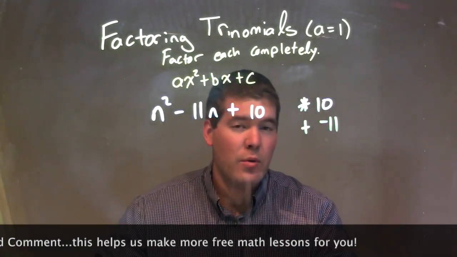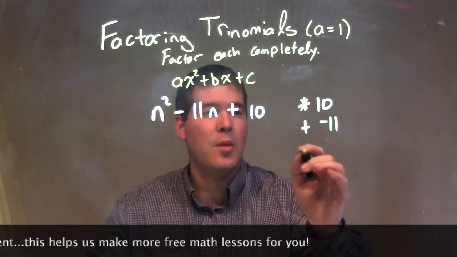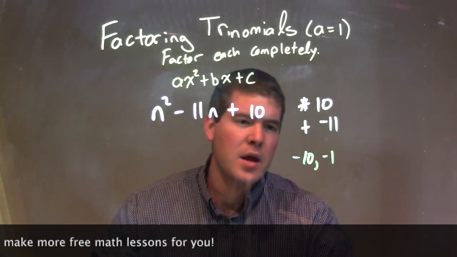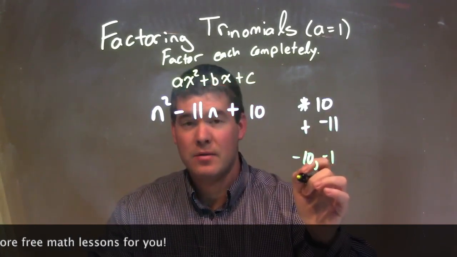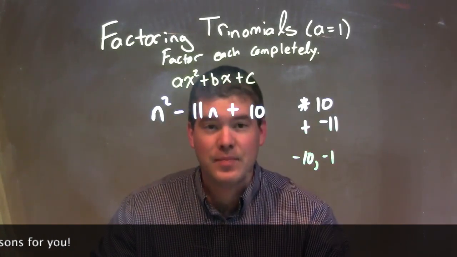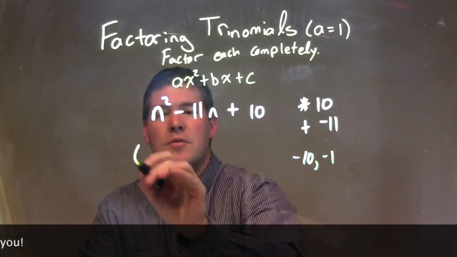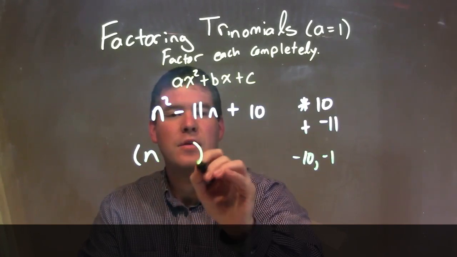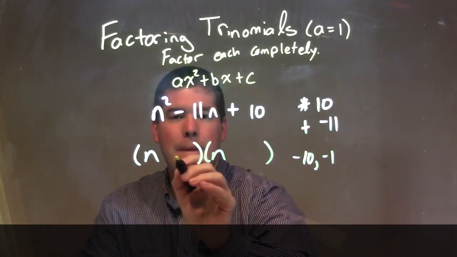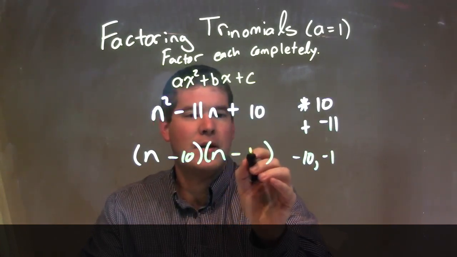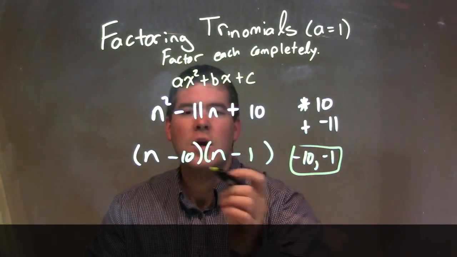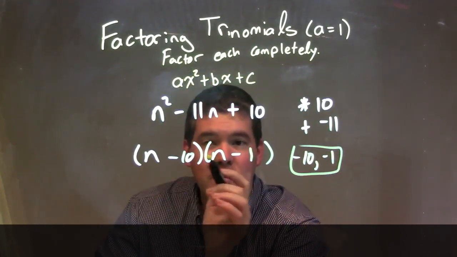Well, if you think about it, what about a negative 10 times a negative 1? Negative 10 times a negative 1 is a positive 10, but negative 10 plus a negative 1 is a negative 11. Okay? So we can break this down to be two parentheses here, like this. Let's take the first one, n minus the 10, and then n minus the 1. We take the two numbers that we found and put them in there.